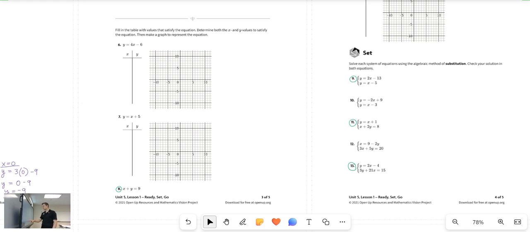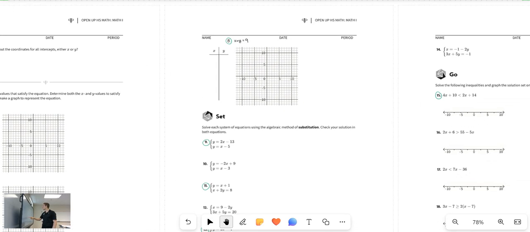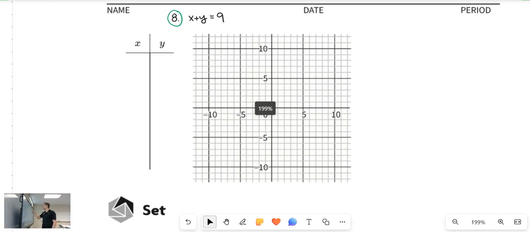And it looks like number 8 down at the bottom, x plus y equals 9, is not on the correct page, so we actually have to move to the next page, but I've already copied down number 8, x plus y equals 9. So let's start off with, it looks like our graph goes from about negative 10 all the way to positive 10 for the x's.